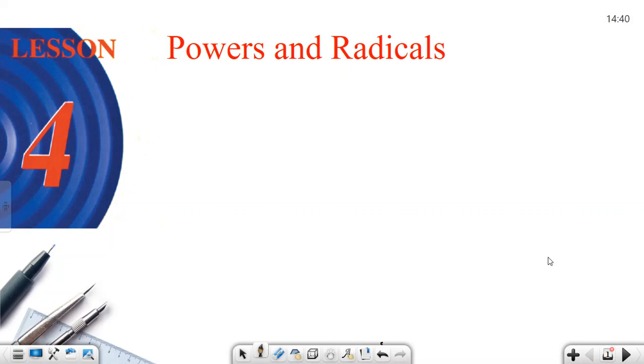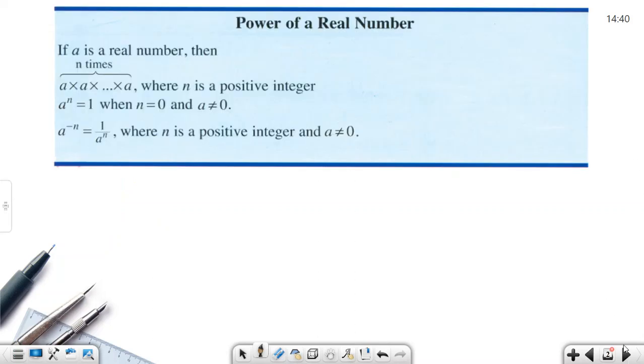Welcome everyone, chapter 1, section 4: powers and radicals.